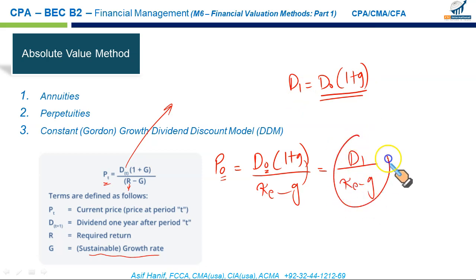So there are two versions of the formula. If you want to calculate the price of the stock now, you need to have the current dividend, just recently paid, times 1 plus growth rate, upon cost of equity, the desired rate of return, minus growth. Else, if the future dividend is given, you can simply plug in D1, the next dividend, upon cost of equity minus G. So this is what you call the constant growth dividend discount model.